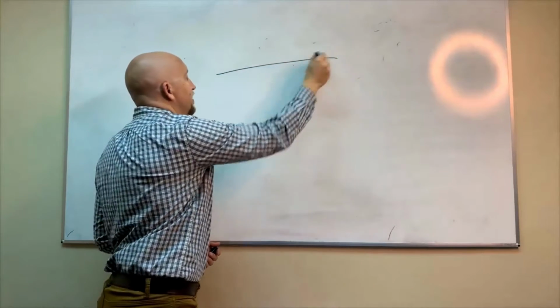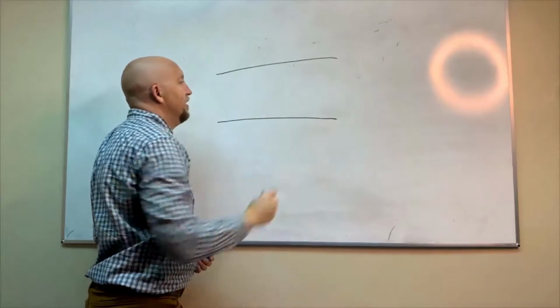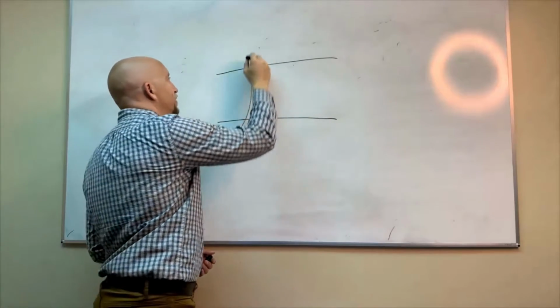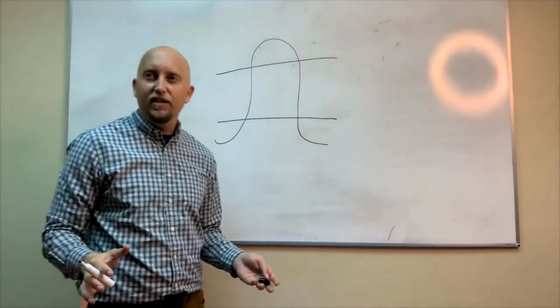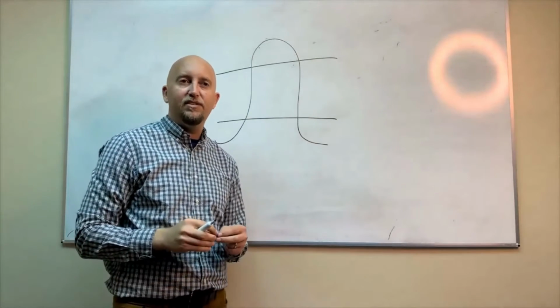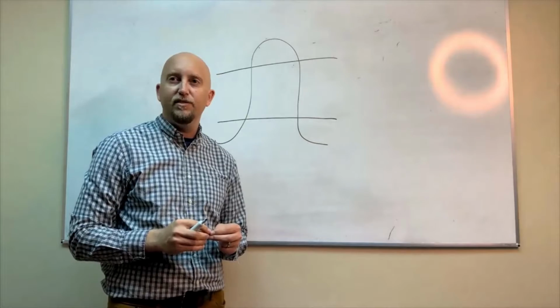This is the diagram that I prefer when we're talking about fight, flight, or freeze. And the reason I prefer it to the alternative is because I think it's a better representation of what's actually happening in the nervous system.